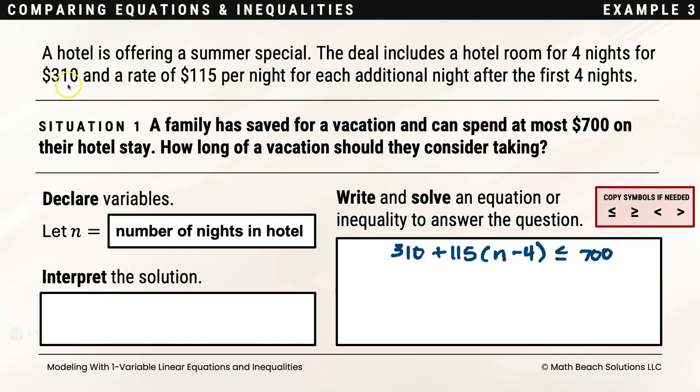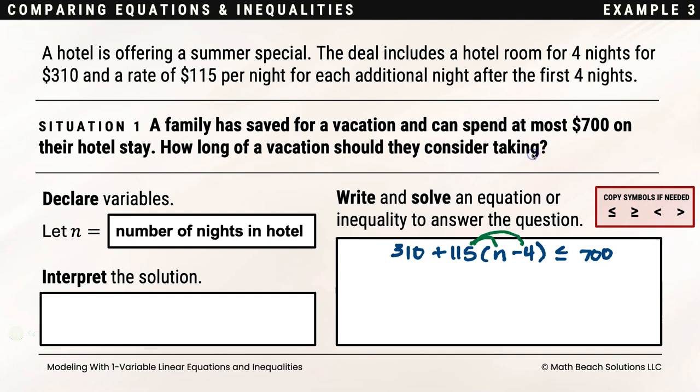We know that the first 4 nights are going to cost $310, and then we can add additional nights for $115 per night. But this is after the first 4 nights. You are not going to pay the extra $115 for the first 4 nights you're there, so we are going to multiply 115 times n minus 4. And we want this to be less than or equal to 700. At most is an inequality phrase that indicates we should be using the less than or equal to symbol.